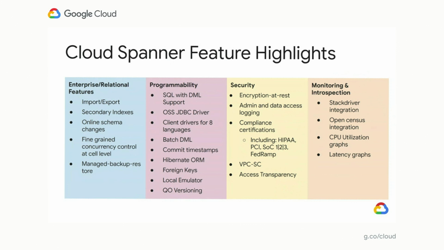And then on the security side, we launched VPC service control, access transparency. All the data by default is encrypted at rest. That's something which we offer. So a lot of capabilities which customers expect from an enterprise database from a security standpoint, and which not just Spanner but GCP overall is very good at.